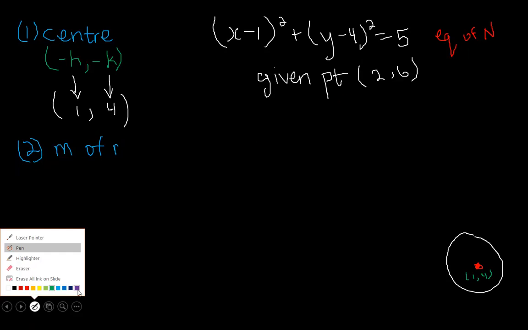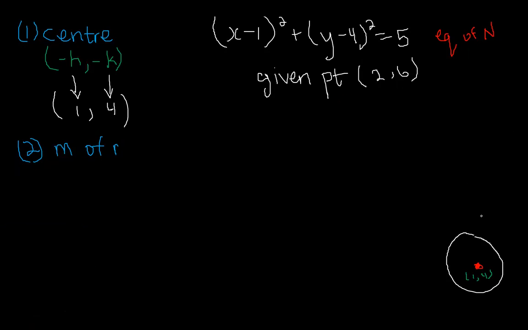And I'll use purple to represent my given point on the circle. And they told me it was (2, 6). So I'll just put it up here, (2, 6). What we're doing now is trying to find the gradient of the normal, of the radius, my bad. And we know this is the radius. This blue line here is the radius. It connects the center and the circumference of the circle, right?